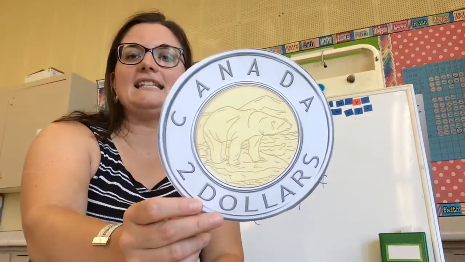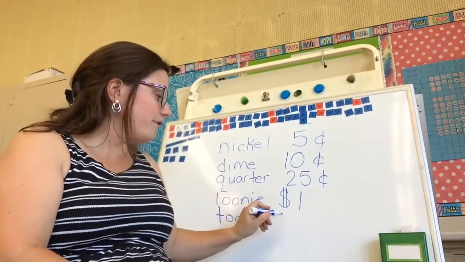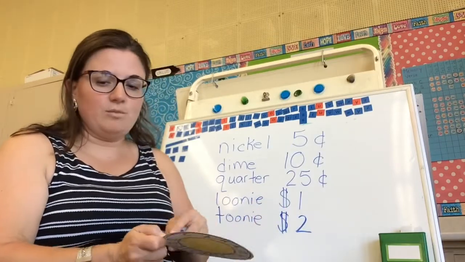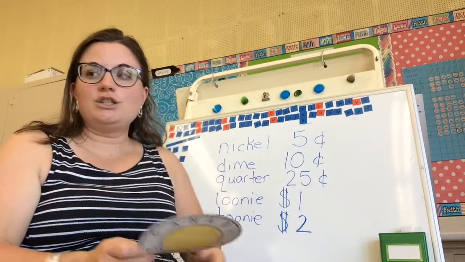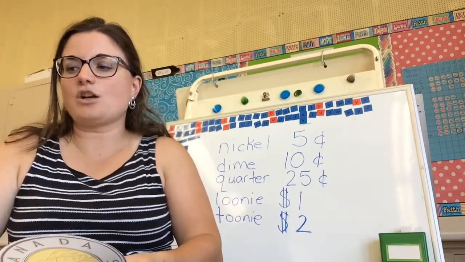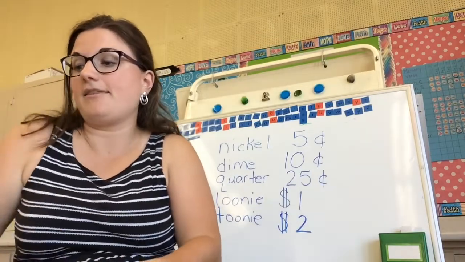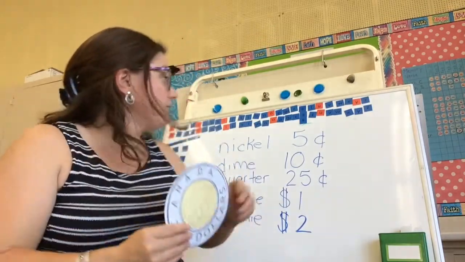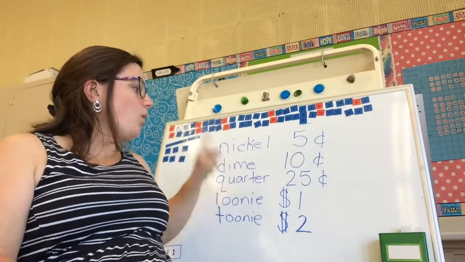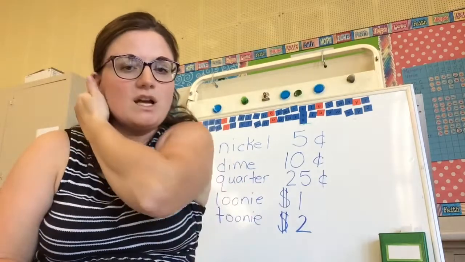Okay, and it is worth $2. Now, dollars, I'm going to write it first. The S with the 2 lines, and I'm going to put a 2. So we've got our toonie. Okay? So we've got all of our coins here, and they all have their names on them. So we've got our nickel, which is 5 cents, our dime, which is 10 cents, our quarter, which is 25, our loonie is $1, and our toonie is $2.